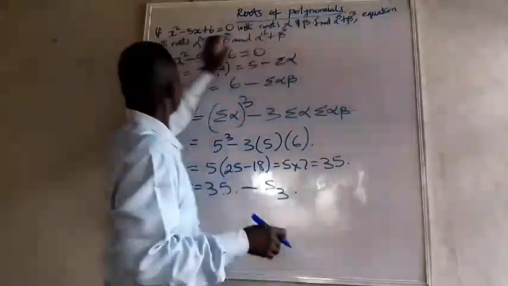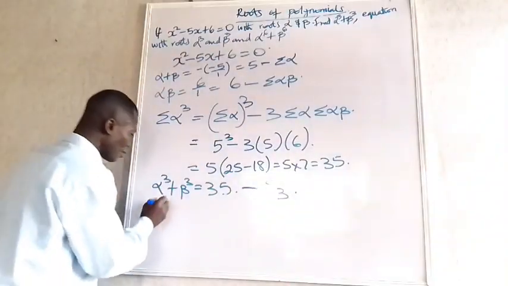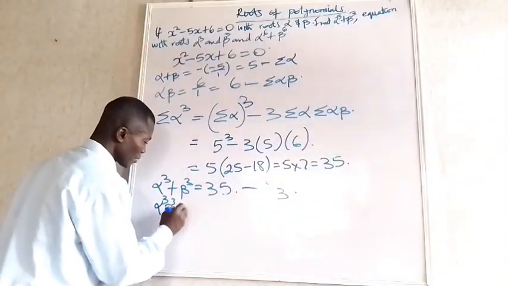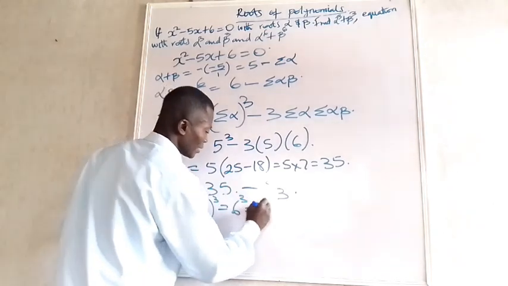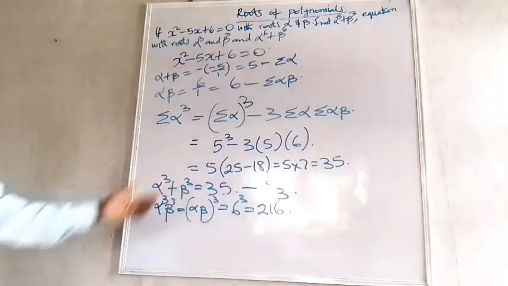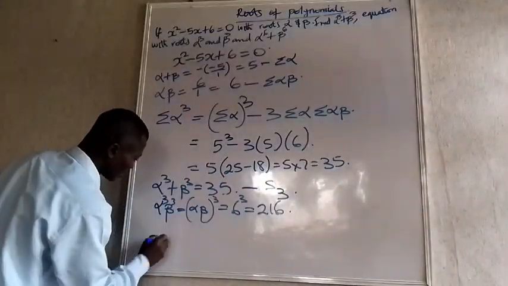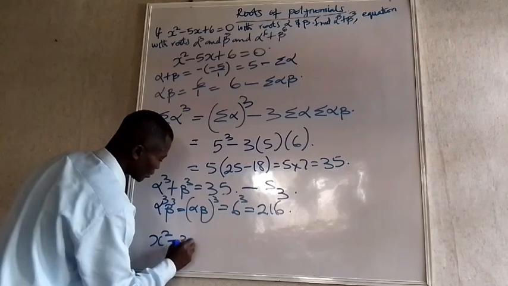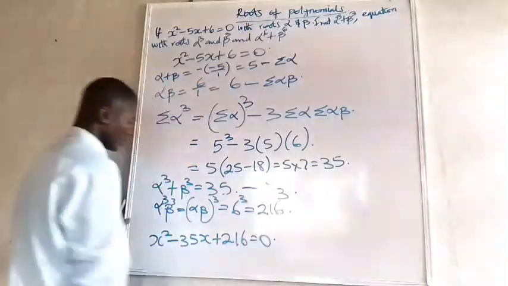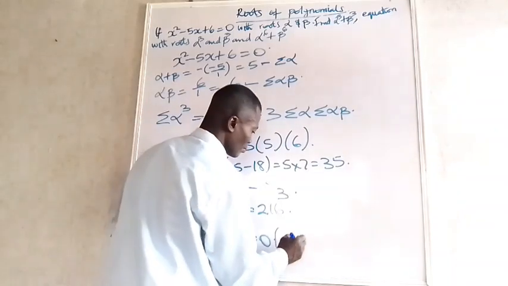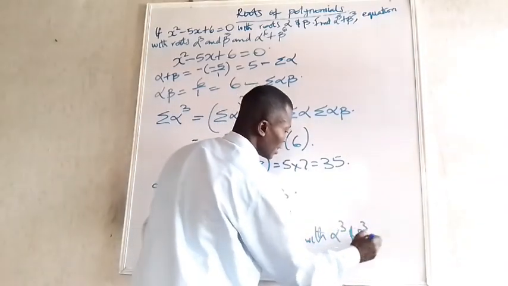So from here, I can easily form the equation with roots alpha cube and beta cube. I have known the sum. So what is alpha cube beta cube? It's going to be alpha beta all cube. And that is 6 raised to the power 3. I believe that's 216. You see? So the new equation is going to be x squared minus 35x plus 216. So this is the equation with alpha cube and beta cube as roots.